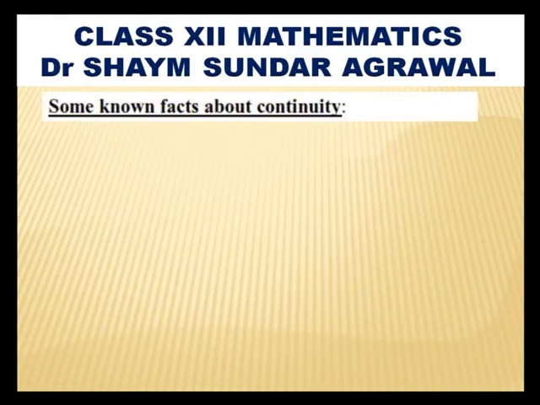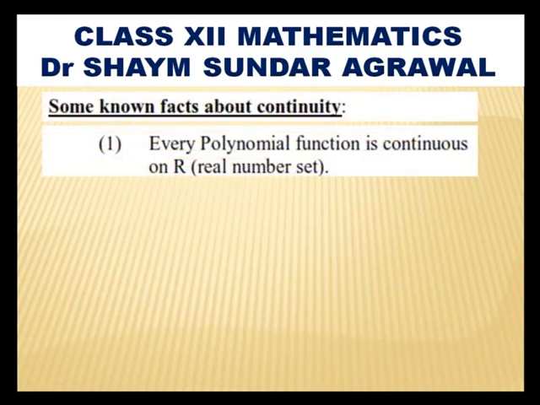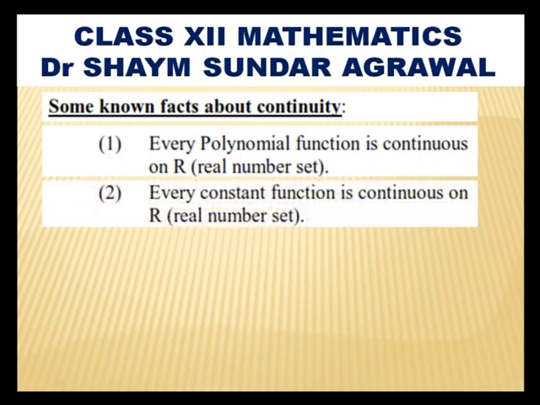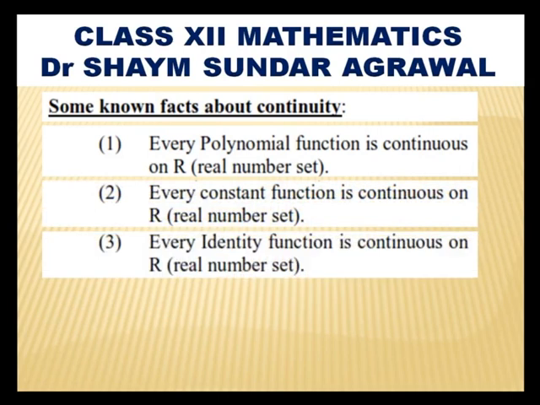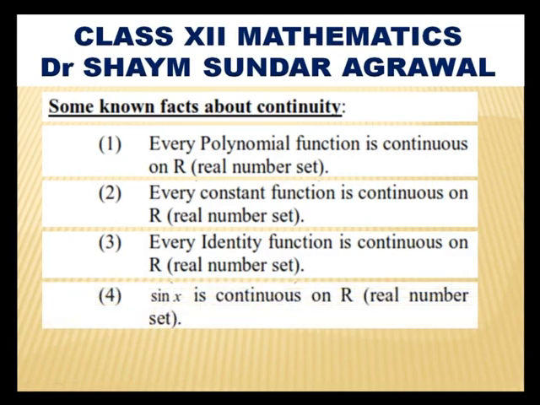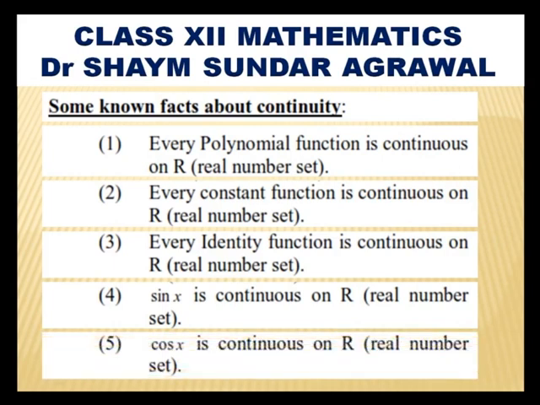Now some known facts about continuity. Every polynomial function is continuous on its domain, the real number set R. Every constant function is continuous on the real number set R. Every identity function is continuous on the real number set R. Sin x is continuous on its domain, which is all real values, so sin x is continuous on the real number set. Cos x is also continuous on its domain, that is all real values, the real number set R.